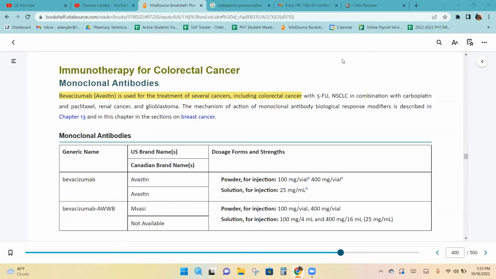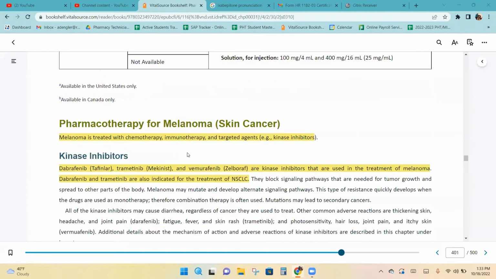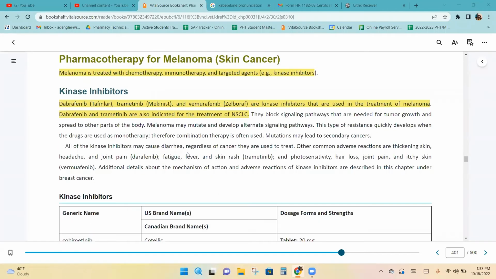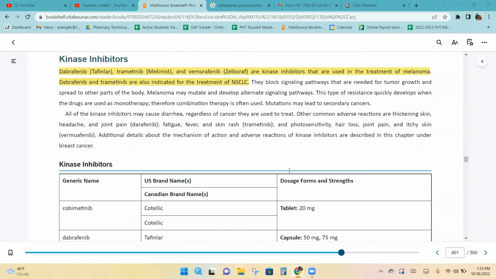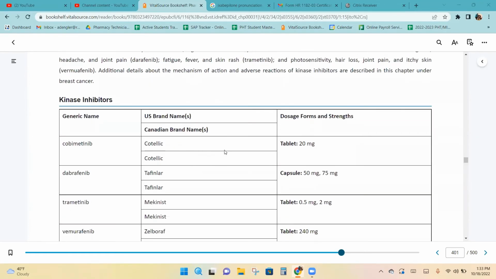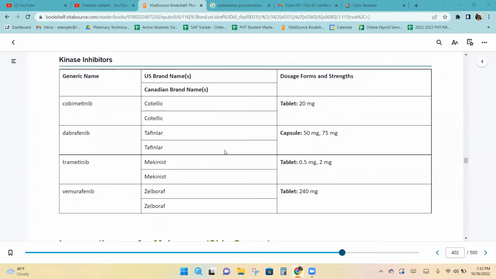Avastin is used for the treatment of several cancers, including colorectal cancer. Melanoma is treated with chemotherapy, immunotherapy, and targeted agents. Tafinlar, Mekinist, and Zelboraf are kinase inhibitors that are used in the treatment of melanoma. The Tafinlar and the Mekinist are also used in the treatment of non-small cell lung cancer. And these are all tablets or capsules.